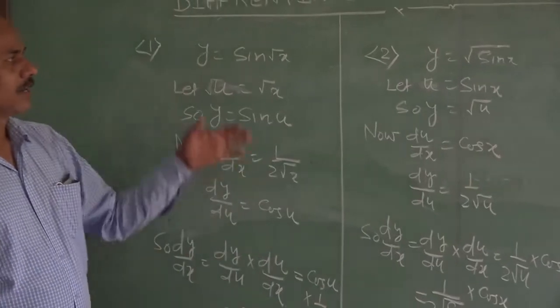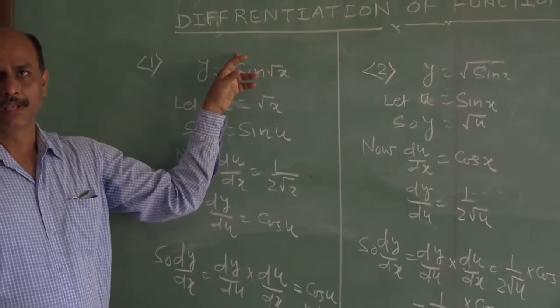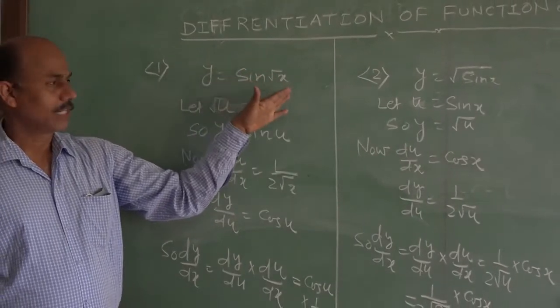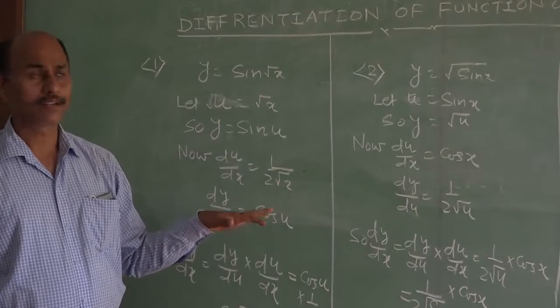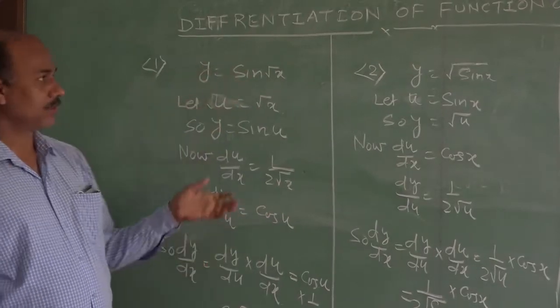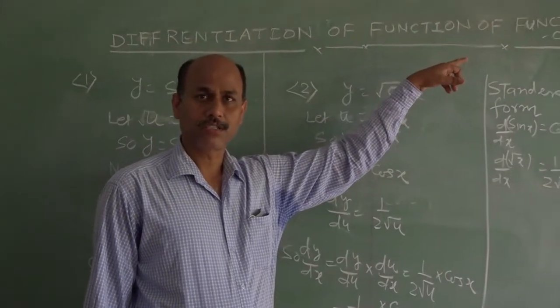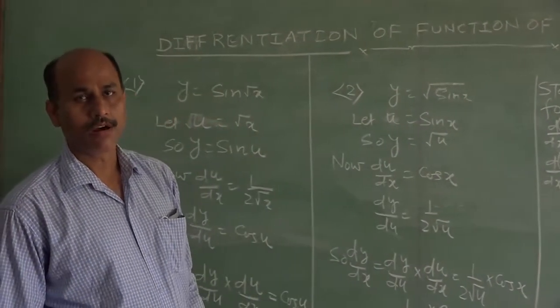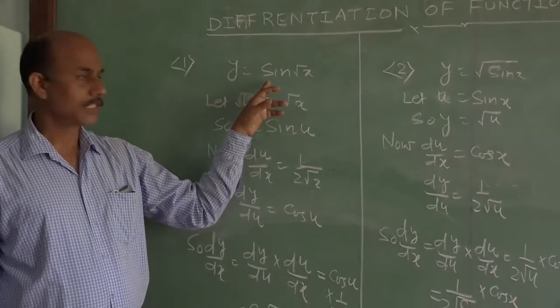That's why this topic is called function of functions differentiation. So when you are dealing with that, how do you find the differentiation of it? There are several ways of finding. Before I start the solution, I should also tell you that differentiation of a function of a function is also known as the chain rule of finding the differentiation. So let us now start with the first question.